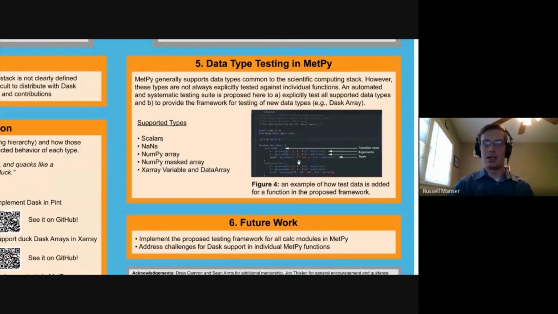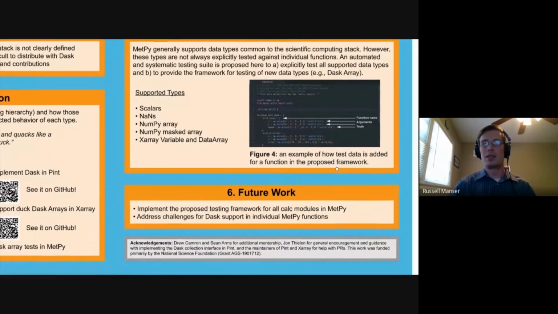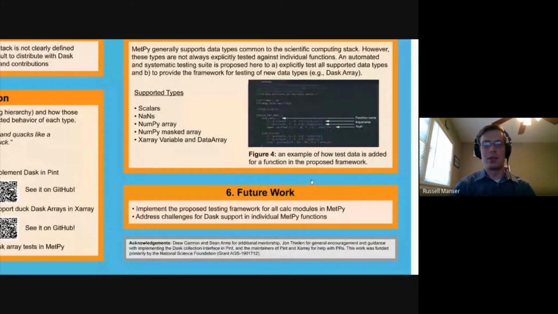So the idea is that a user can easily add a function name and some argument values and a truth value to automatically test their new function against all of the supported data types in MetPy. Some future work that still needs to be done is implementing the proposed framework across all of the calc modules in MetPy. I only wrote this up for one of the modules just as a kind of prototype of what this might look like. I'd like to have some further discussion before I fully flesh this out to all of the other modules.